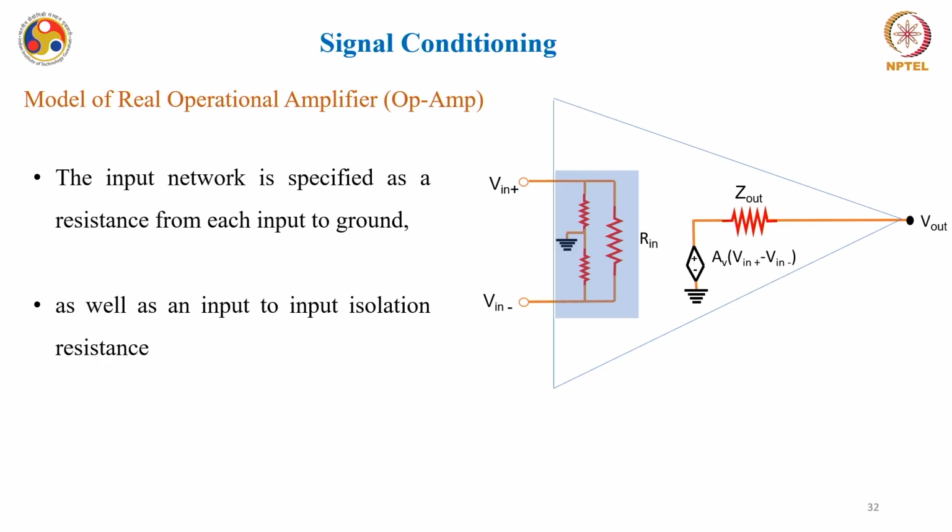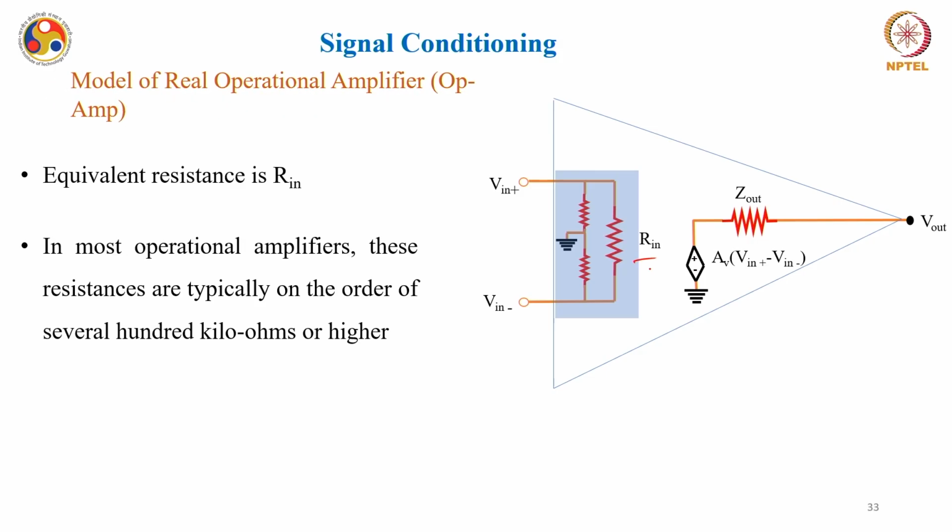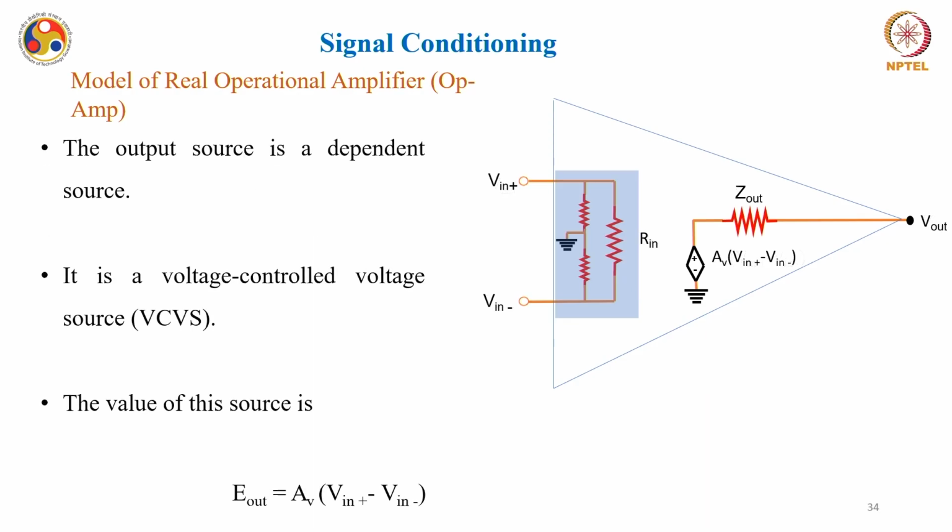So you have more practical op-amps, and the model of a real operational amplifier looks something like this. The input network is specified as a resistance from each input to ground as well as an input to input isolation resistance, something like this. The equivalent resistance is Rin, or we can also call it Zin. In most operational amplifiers, these resistances are typically on the order of several hundred kilo ohm or higher, because we have also learned that this Rin is very high.